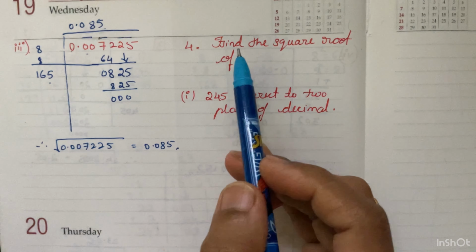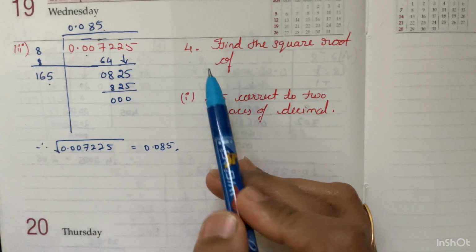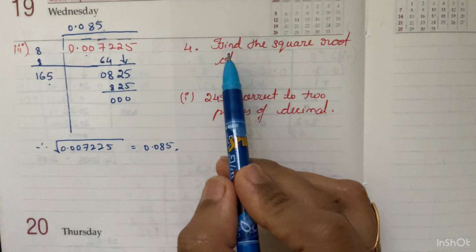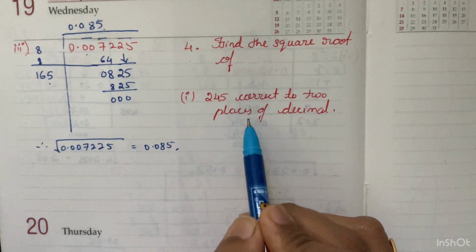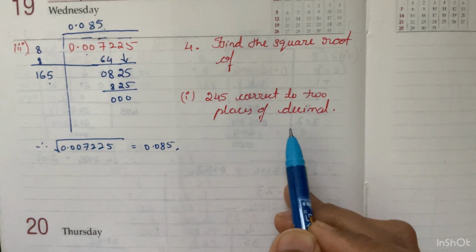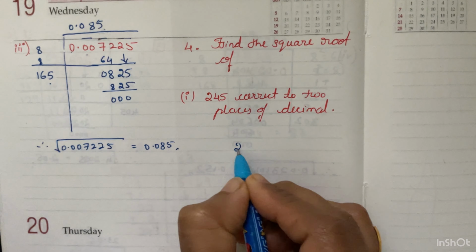In this video, let me start with question number 4, and in question number 4 we have a total of 6 questions. Okay, so find the square root of, in that first question, 245 correct to two places of decimal. So here is the question, 245.